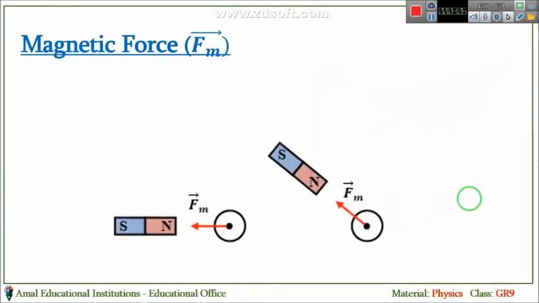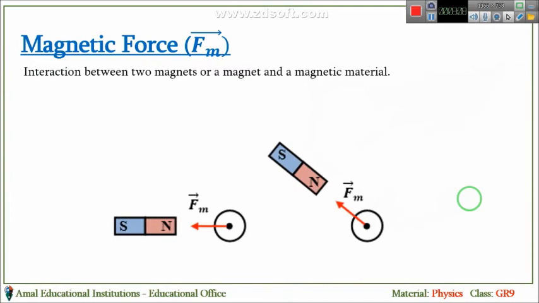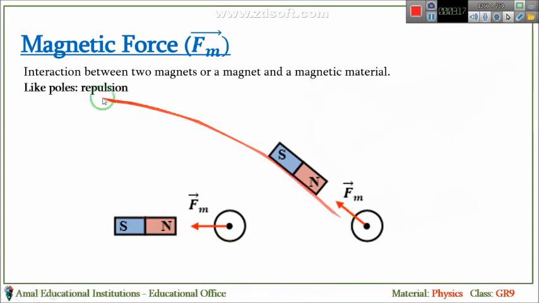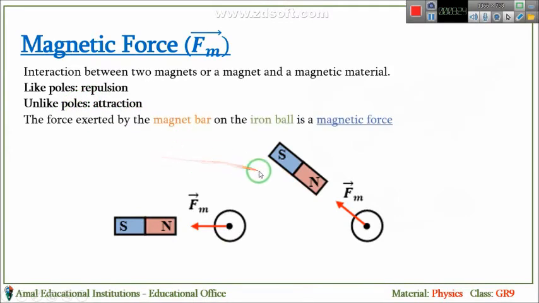The magnetic force. The magnetic force is an interaction between two magnets or a magnet and a magnetic material, as shown in the adjacent figure. If the two magnets have like poles, they will repel, while if they have unlike poles, they will attract. The force exerted by the magnet bar in this figure on an iron ball is the magnetic force.